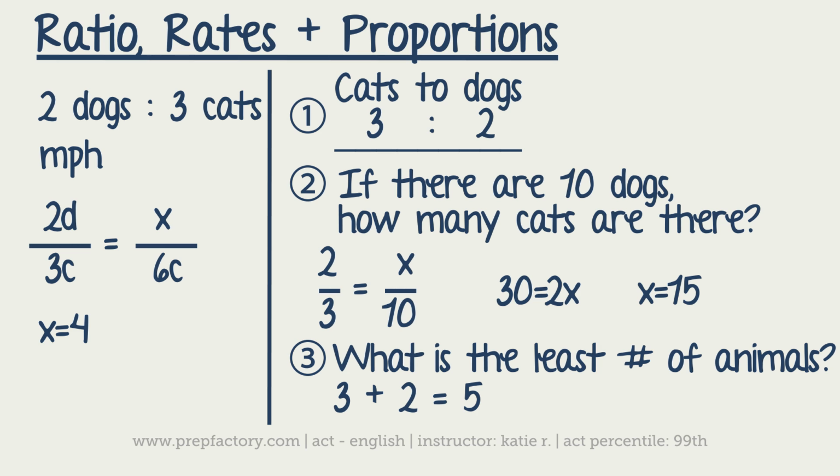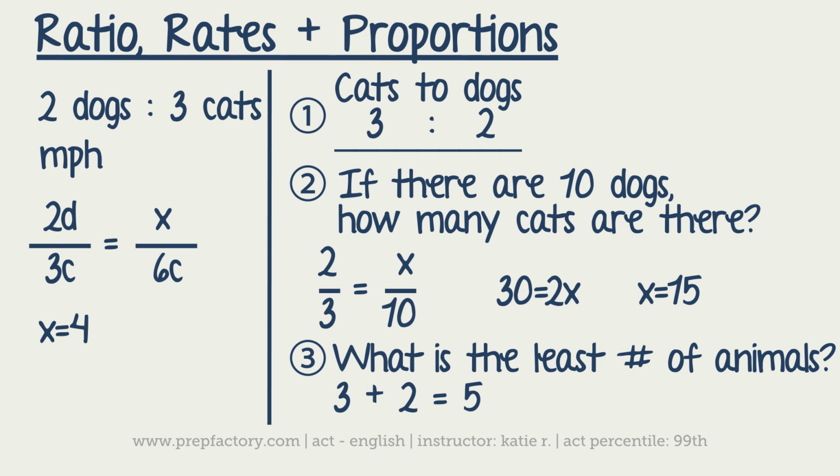And you also know that you can only have multiples of 5 in terms of these animals. So you can have 5 animals, 10 animals, 15 animals, 5,000 animals, but you couldn't have, for instance, 6 animals because then you wouldn't have whole cats and whole dogs, and that's a terrible thing. So you have to have whole numbers of ratios.